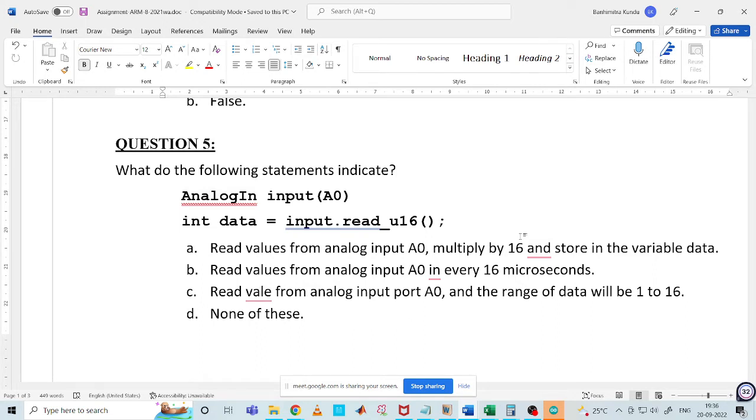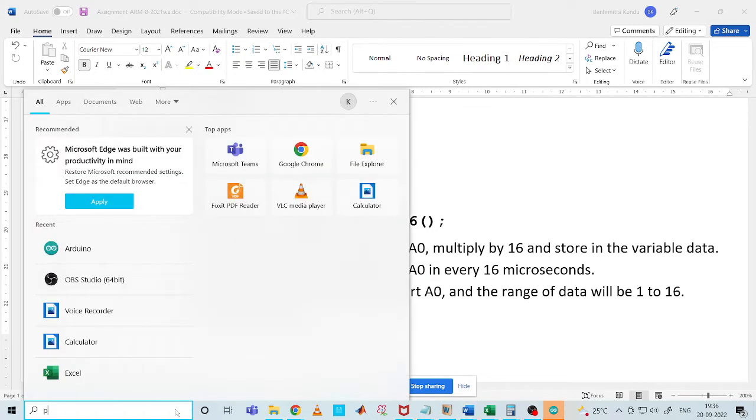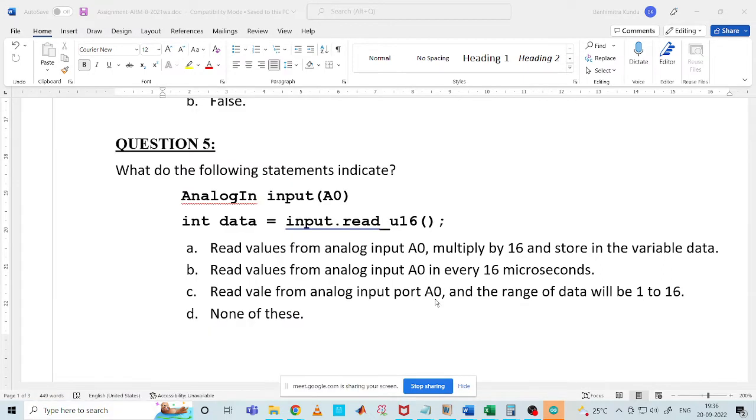Sir, can you explain with a small example? Yes. Let's say you have an analog voltage which can take from 0 to 5 volts, and you have a 16-bit ADC. Sir, we are not able to see that. Paint or some editor, you can take. If it is more than that, it will saturate to 5.